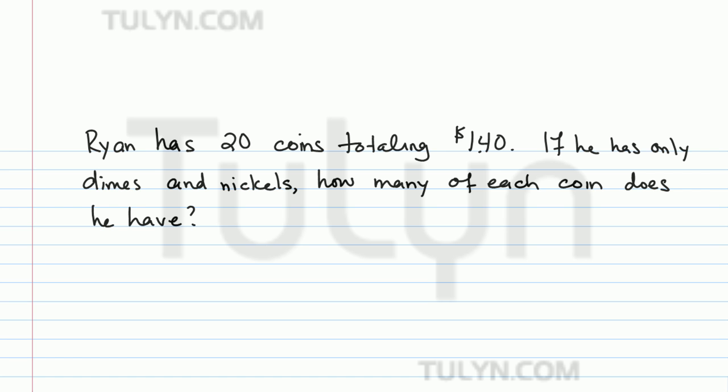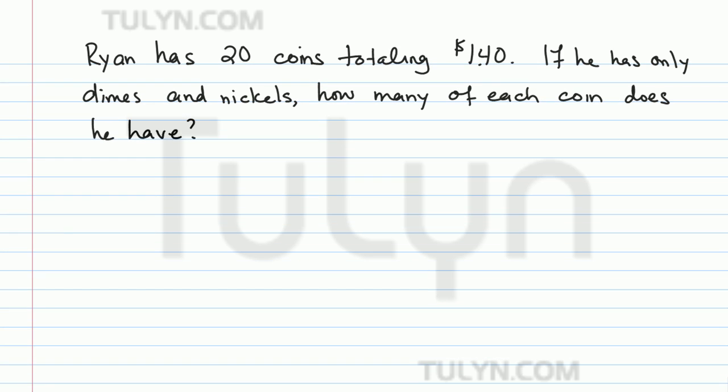So the first thing we should do is label our variables. Since we're only talking about dimes and nickels, I want to say let D be the number of dimes and N be the number of nickels. I find D and N better to keep track of than X and Y because with X and Y you're not entirely sure which one's labeled which, whereas with D and N it's a little bit obvious.